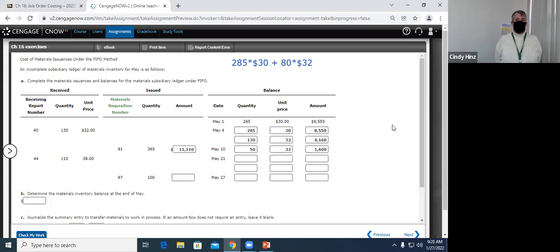So in our accounting records, you think about this. So this is our materials inventory. This is one subsidiary ledger for one material that we use. And we just moved out of this materials inventory 11,000 and change worth of materials. Where did it go? It's not in our materials inventory anymore. Where is it?